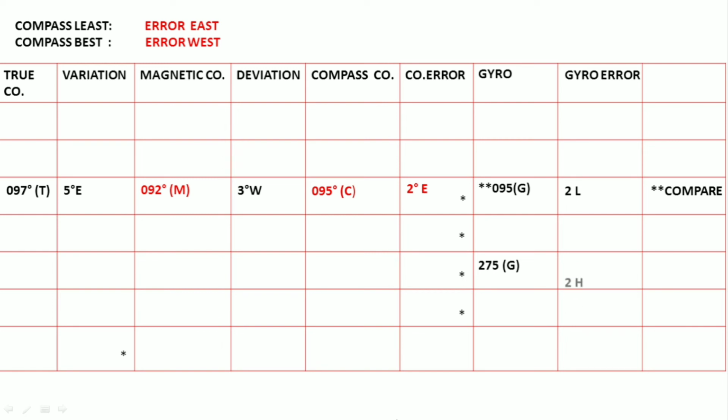Let's say gyro error 2 degrees high. So your true should be 273. You read the compass at that particular time. Compass is reading 282. So compass is best. Error will be west. And then you can do the needful to find out variation from the chart and deviation and get the values.